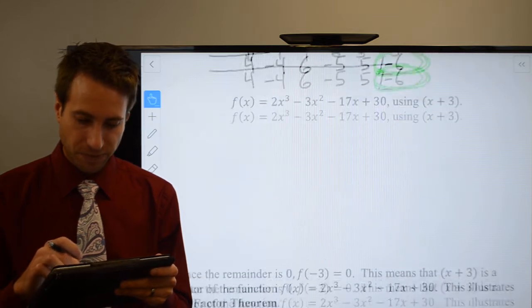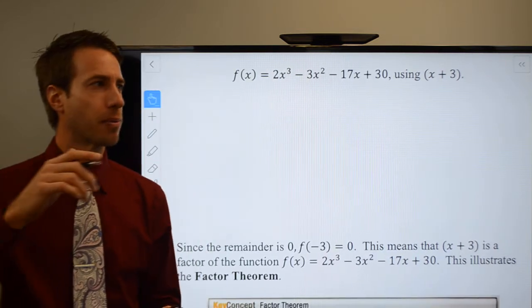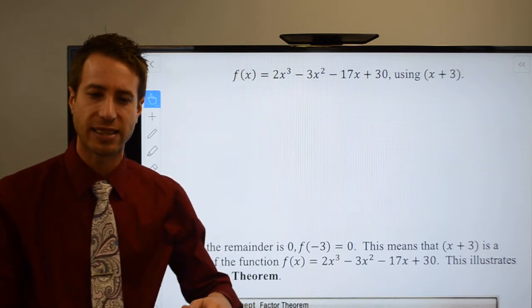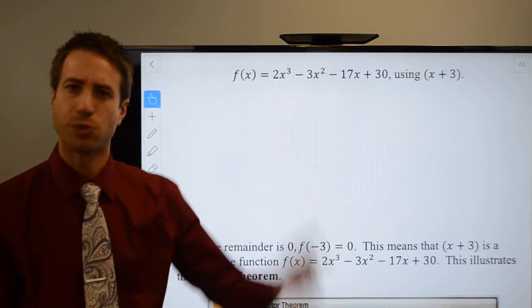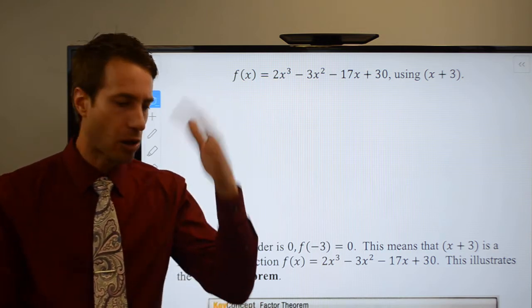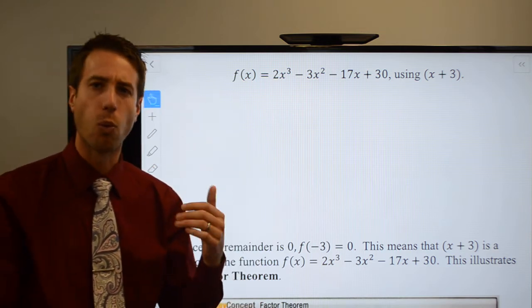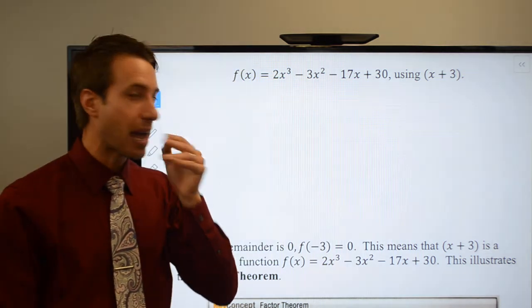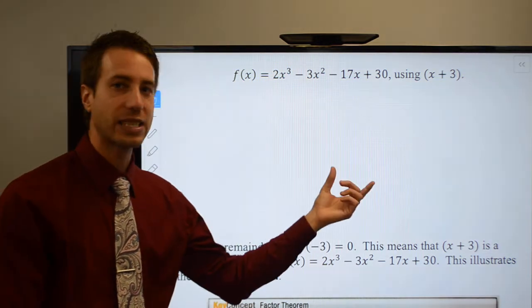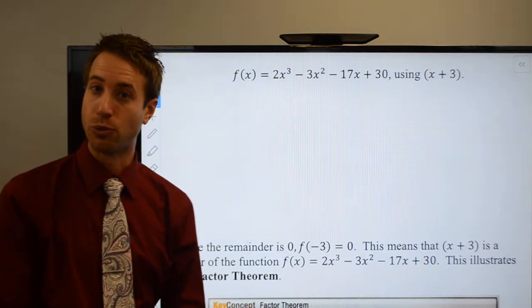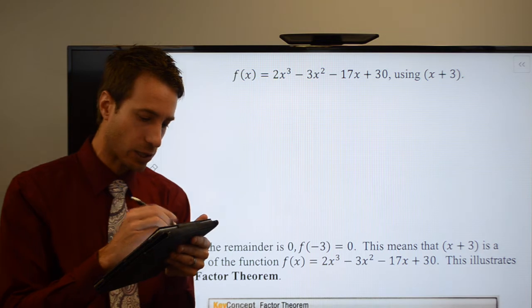All right, now, I told you guys, you're probably thinking to yourself, why would I go through the process of doing synthetic substitution when I can just plug that domain value into the polynomial and simply evaluate? Like, why? What's the point? Here's the point. We're going to do this example problem, and what you're going to see is we're going to get a really interesting remainder here that's actually really, really important. So let's go ahead and do this one.